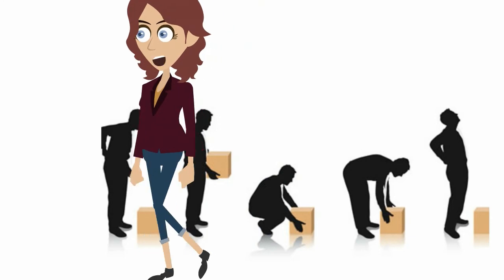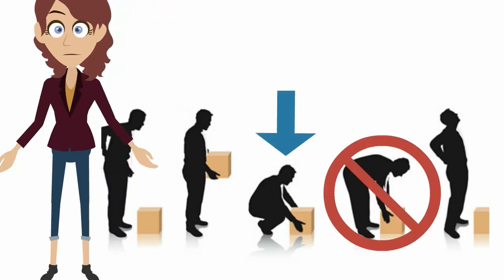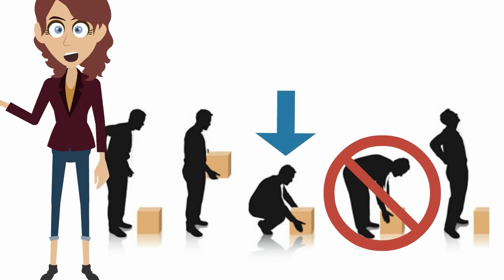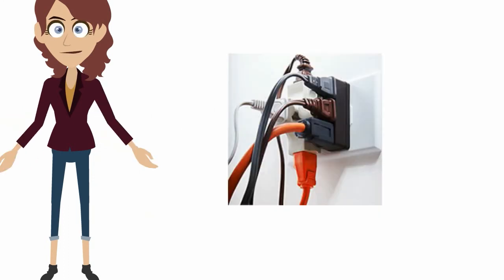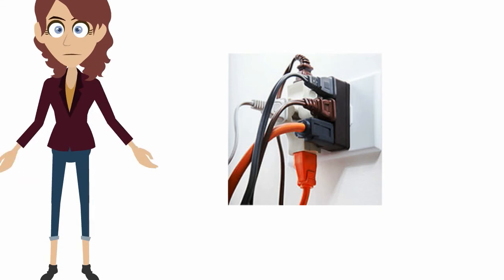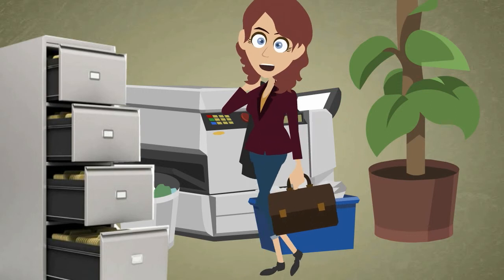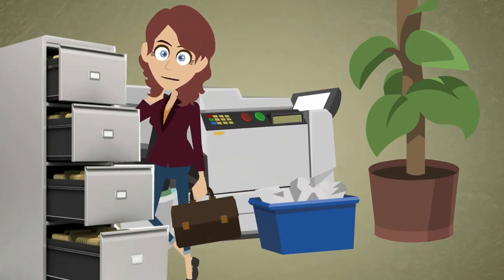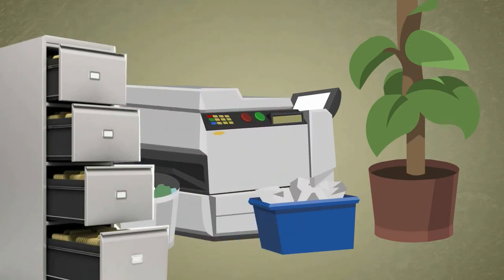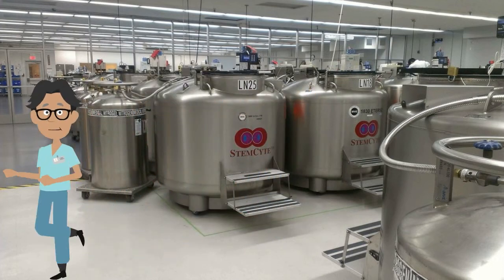Now, let's discuss proper lifting techniques. The blue arrow shows proper technique. Bend at your knees and lift with your legs with the weight next to your body. Beware of overloading electrical outlets, as these can create a fire hazard. Be aware of your surroundings and be on the lookout in case someone hasn't followed safety precautions. Ouch! Absolutely no running is allowed within the facility.